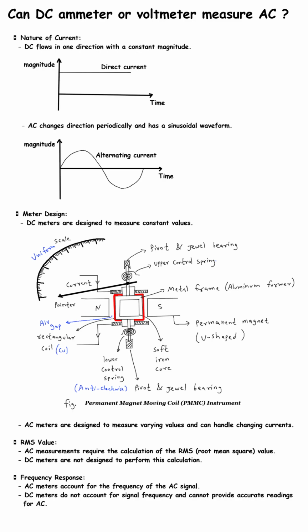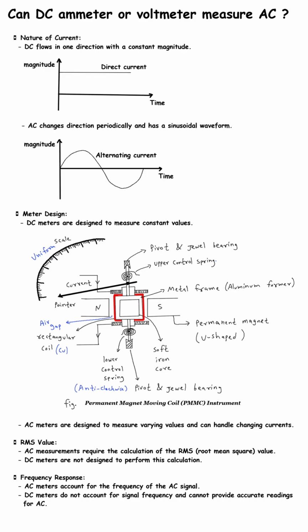Another critical factor is frequency response. AC meters take into account the frequency of the AC signal. They are tuned to measure correctly even when the current changes rapidly at 50 or 60 Hz. But DC meters completely ignore frequency. They assume that the current is steady, with no variation in time. This means that a DC meter cannot track or display meaningful results when the current changes every few milliseconds, as it does in AC circuits. Because of this, using a DC meter to measure AC is not only inaccurate, but it could also damage the meter in some cases, especially if the current or voltage is high.